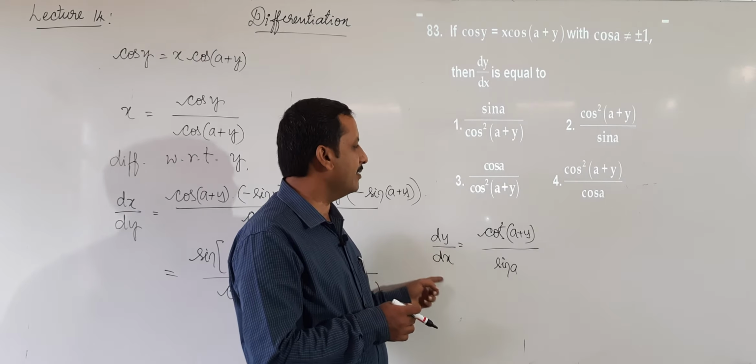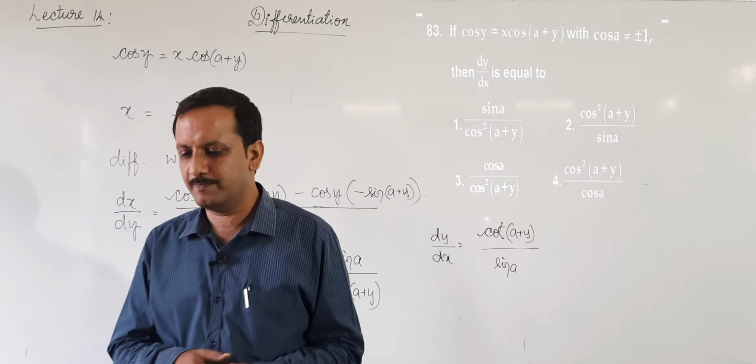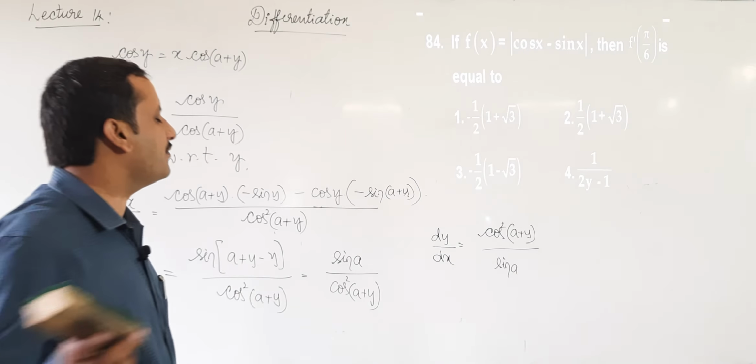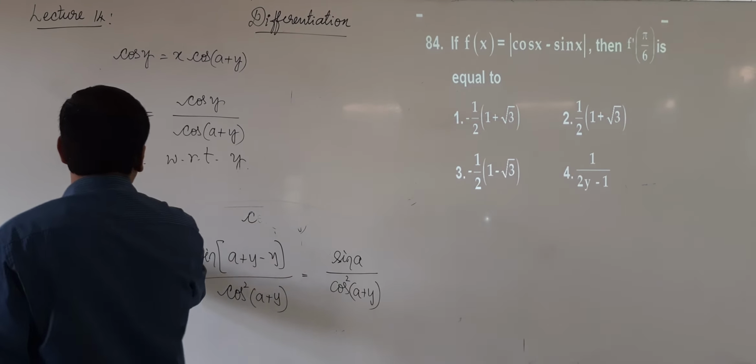So dy by dx we have got as cos square(a plus y) by sin a, which is the second option. Let's move to the next question now. 84. If f of x equal to mod of cos x minus sin x, then f dash of pi by 6 is.